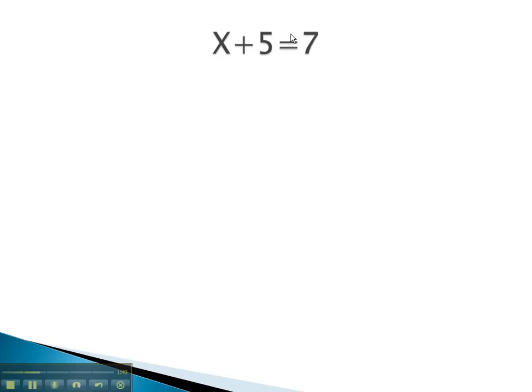As we solve these problems, we will always balance the equations on the equal sign. When I say balance, I mean if we do something to the left side of the equal sign, we must always do the exact same thing on the right side.